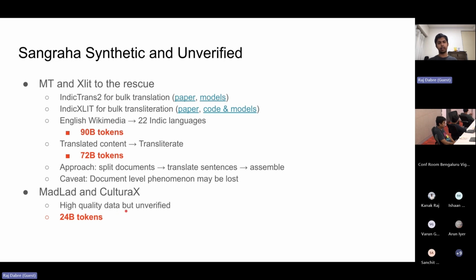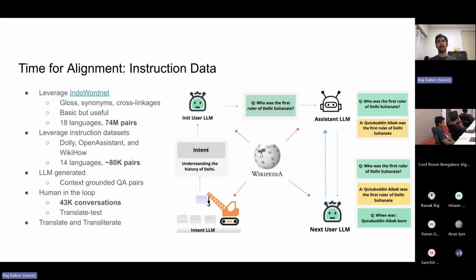This is high quality data, but unverified, because we are not able to verify at scale whether these URLs, which are used to curate this data, come from reliable sources or not. Nevertheless, we have 24 billion free tokens. We just use it. So as a result, we end up with roughly 200 plus billion tokens spanning 22 Indian languages and English. So it is pretty comprehensive, and it covers a lot of languages and a lot of domains as well. So now that you have pre-training data, you also need instruction data.